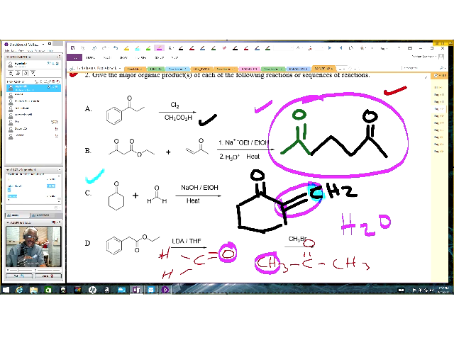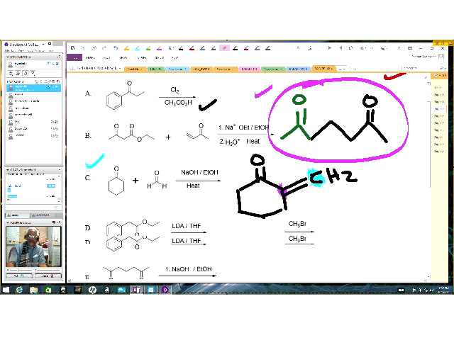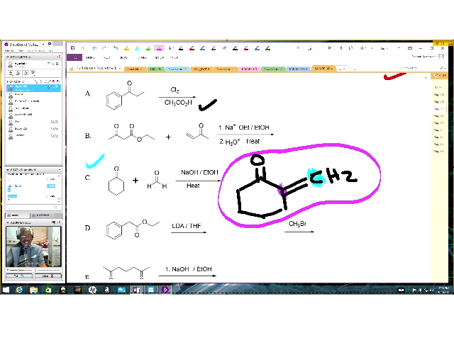Okay, now let us go to D. But before we do that, let me go ahead and erase all of this. Keep in mind that this is the product right here. For C, this is the product for C. Okay, for those of you who are writing this down. Now let us go to D.